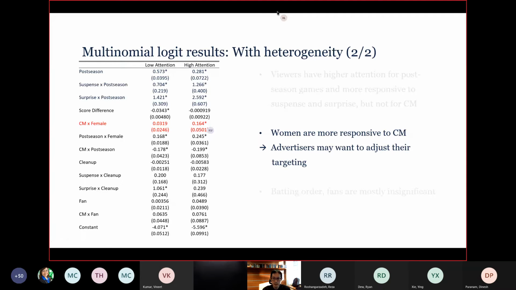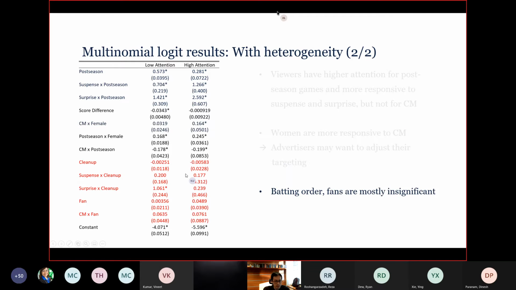Because we know the brands of those commercials, we checked what kinds of brands are advertising during the baseball telecast. Mostly they're alcohol, beers, heavy trucks, or things like that. So arguably, they are targeting male viewers. That makes sense. But this result shows that actually females pay more attention to commercials during the baseball telecast. So maybe advertisers may want to adjust their targeting strategy towards more female viewers. We have more interaction effects, but let me skip them. Okay.